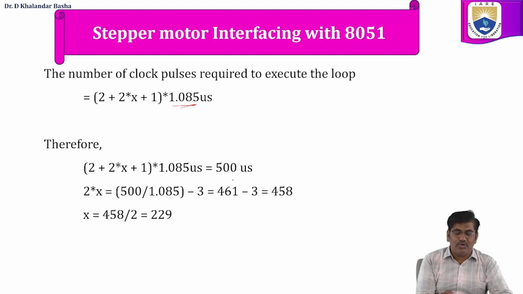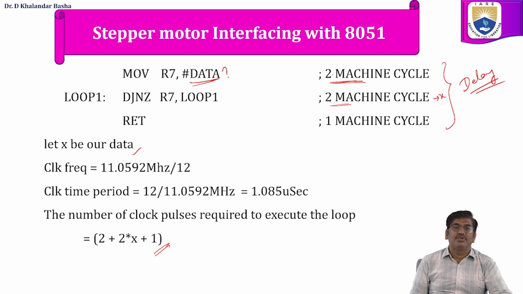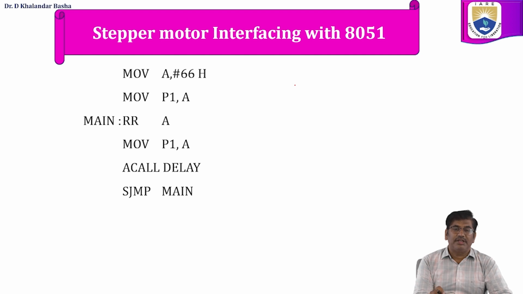Therefore, if we want to provide a delay of 500 microseconds, we equate this time period to 500 microseconds: (2 plus 2X plus 1) times 1.085 microseconds is equal to 500 microseconds. From that, we get X as 229. This 229 will be loaded into the data, which is indirectly loaded into R7. If we load R7 with 229 and execute this program, it is going to provide a delay of 500 microseconds. Next, for rotating the stepper motor, we want to load some pattern here.